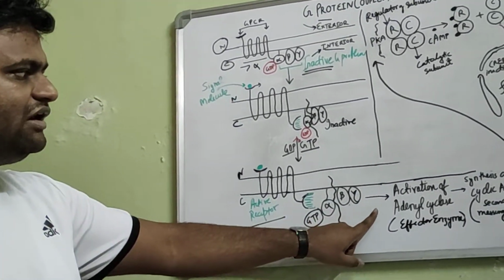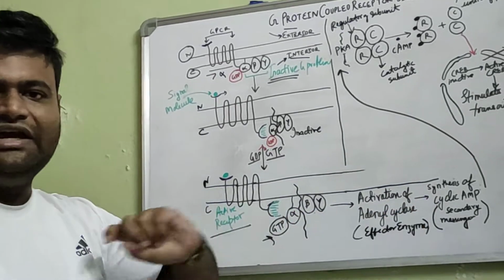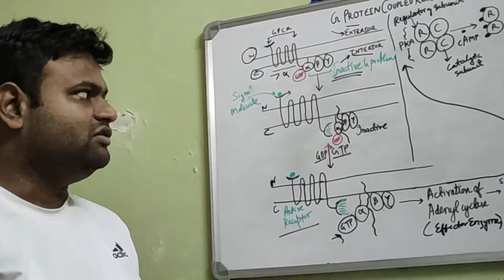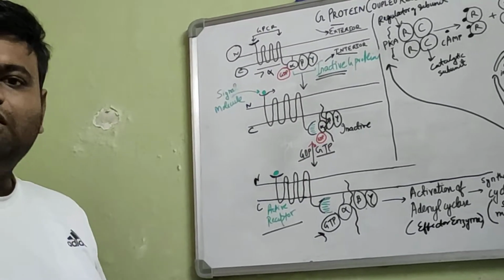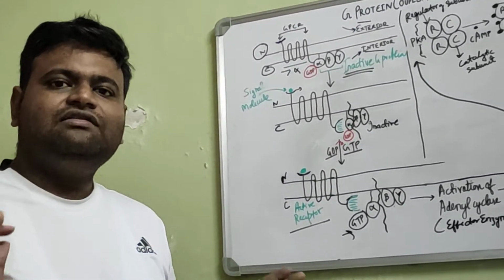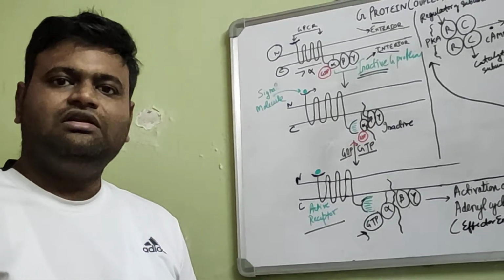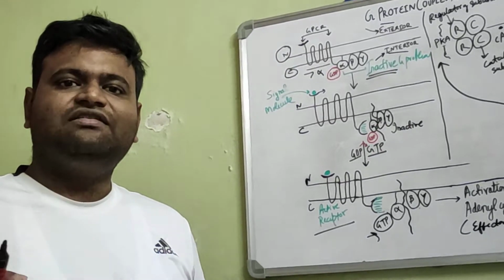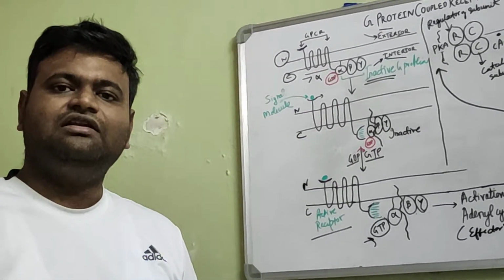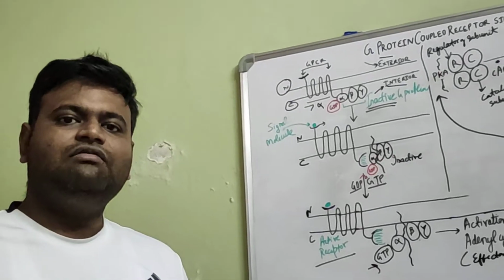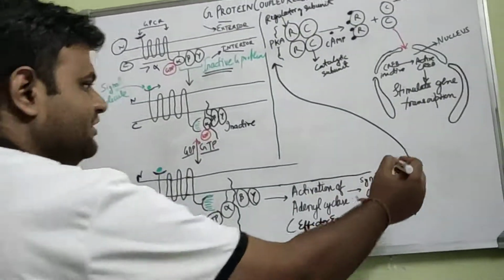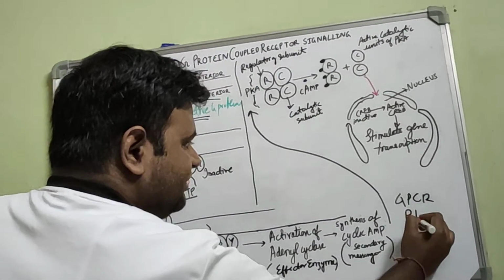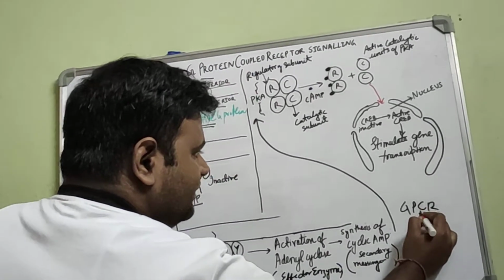Now this adenylyl cyclase leads to the synthesis of cyclic AMP. Cyclic AMP is an important secondary messenger. Now G protein signaling takes place at several places: in vision, in taste, in hearing, in many places in the body G protein coupled receptor cell signaling is taking place. But today we are going to study about GPCR protein kinase A cell signaling.